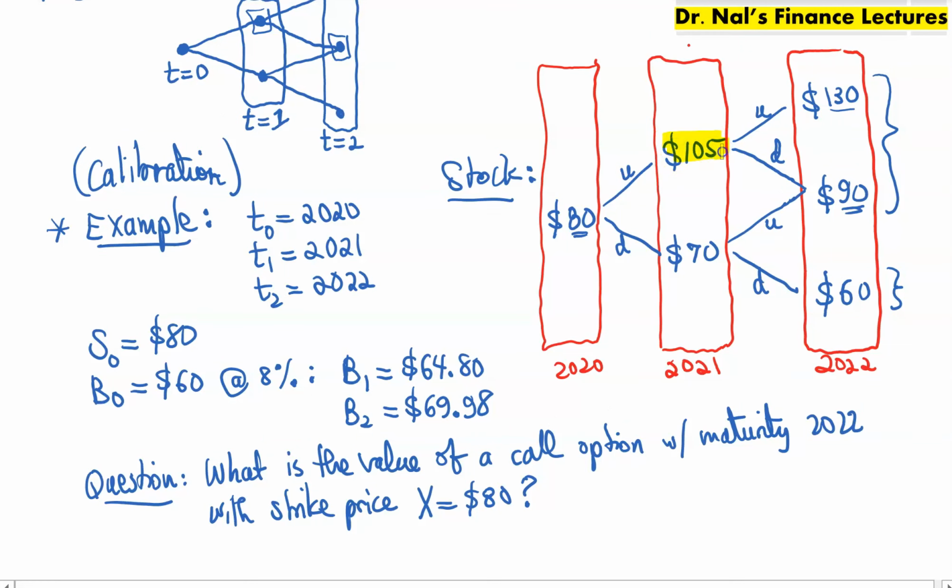I can just focus on this simpler problem. Start here, and this will lead us to either this point or this point. So what I will do is I will pretend that I'm at that state. If I were at that state in year 2021, what can happen? So I can either end up at 130 or 90. So why don't we just construct the state prices for these two situations?